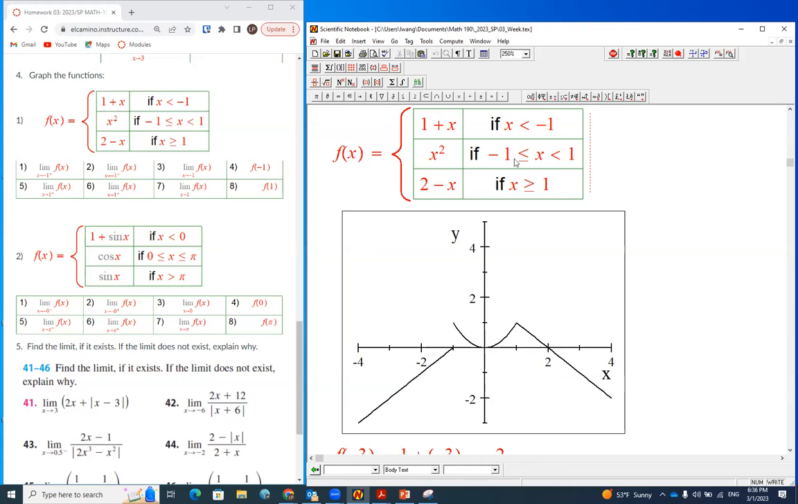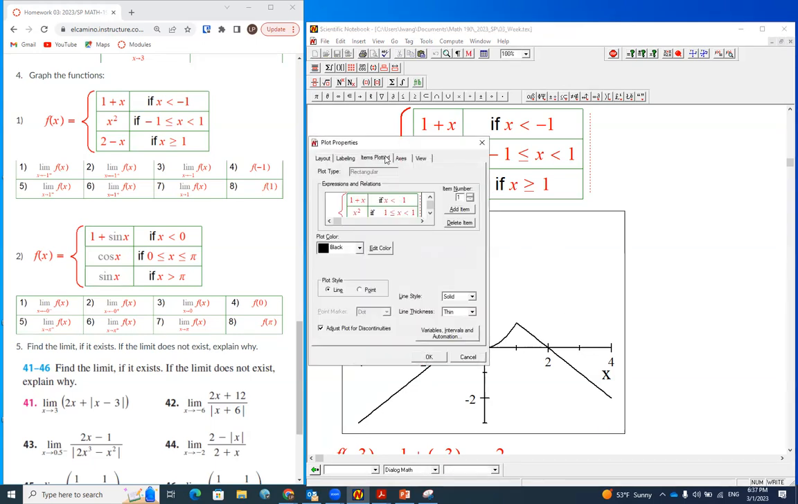From -1 to +1, not including 1, it's a parabola. Less than -1 is a straight line. And greater than or equal to 1, that's a straight line as well. Now we need to put circles. Why do we need to put circles? Because on this picture, x is less than -1, but at -1 we're using the rule in the middle. So on this curve, we should have a circle.